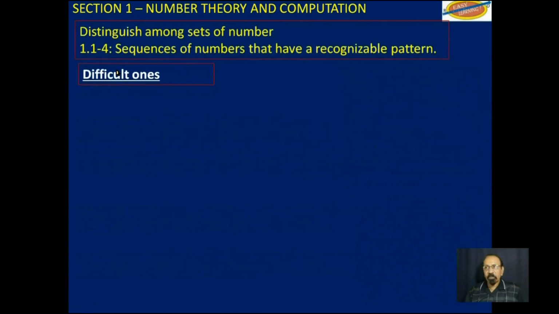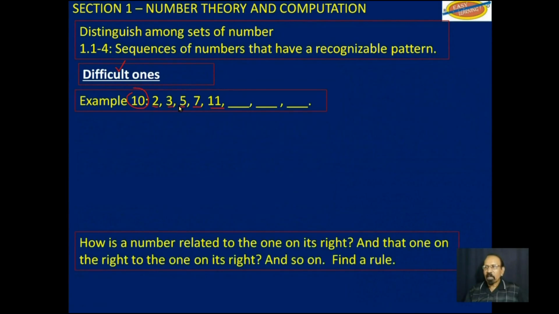Now, here were some difficult ones that we looked at already. This is example 10. 2, 3, 5, 7, 11. Now, remember I said these are difficult ones. How is a number related to the one on its right, and that one on the right to that one on its right, and so on? Find a rule. In this case, from 2 to 3 is 1, from 3 to 5 is 2, from 5 to 7 is 2, from 7 to 11 is 4.